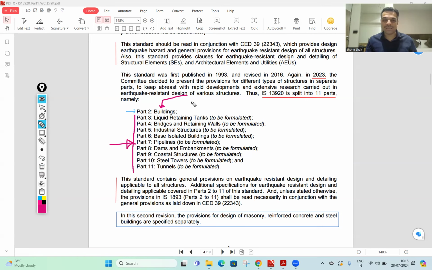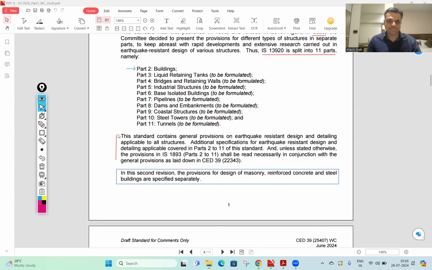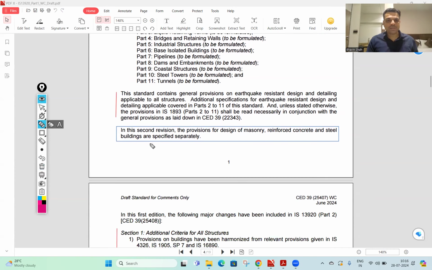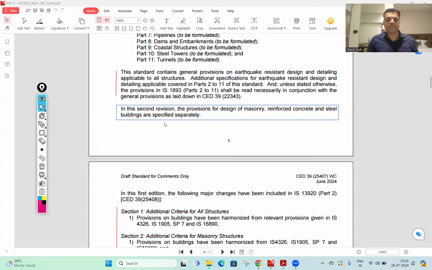Right now, the draft documents released are part 1, a general document applicable to all types of structures, and part 2, which is specifically applicable to buildings. In part 2, as you must have gone through, masonry, RCC building, as well as steel structure, all 3 types of materials are now added in a single part. It is said that the provisions for masonry, reinforced concrete, and steel buildings are now specified separately.